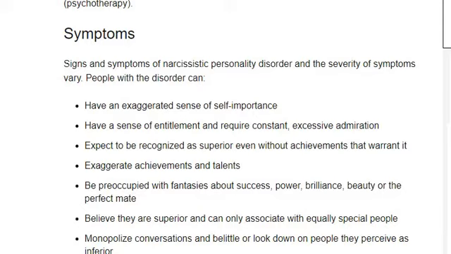Signs and symptoms of narcissistic personality disorder, and the severity of symptoms vary. That really just means that it's on a spectrum, meaning that you have narcissists who are incredibly narcissistic, and then you have those that are on the fringes of it. And some people say that people who have narcissistic traits but are not full-blown narcissists can be reformed. And I think so.